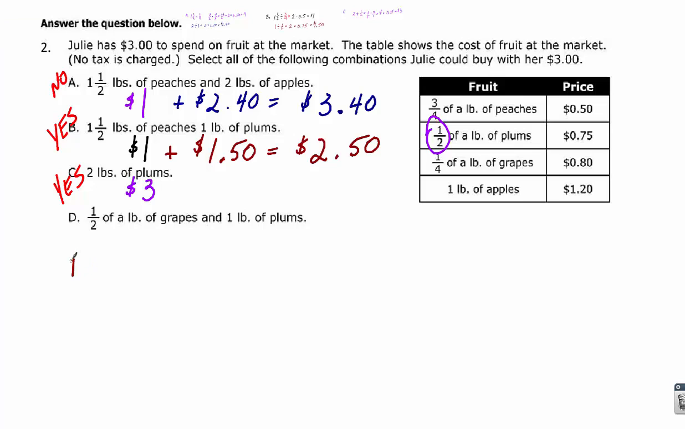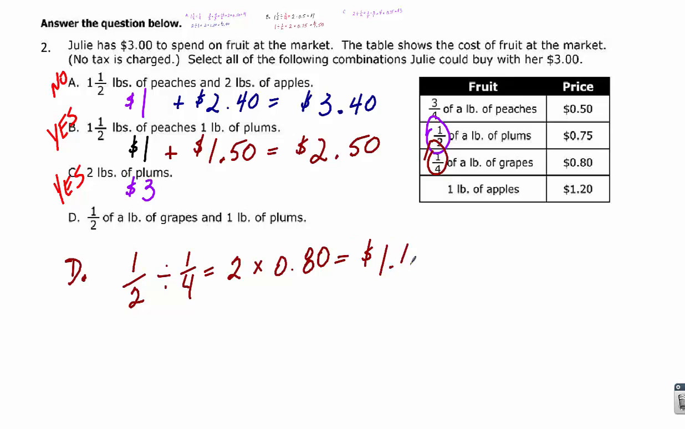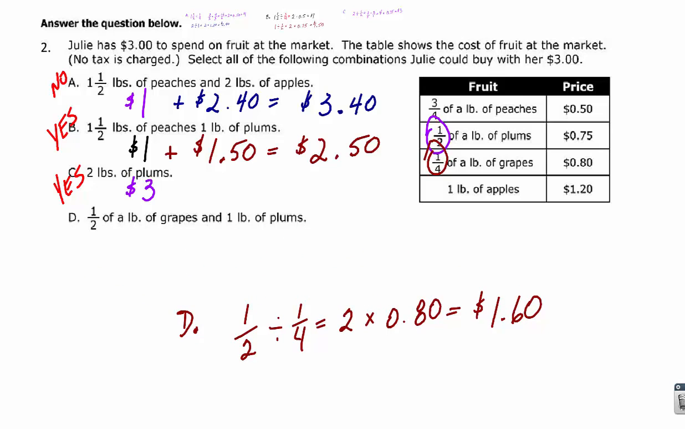We're buying, this is D now, we're buying a half a pound of grapes. So there are the grapes. So the grapes sell by the fourth of a pound. 1/4 goes into 1/2 2 times. 2 times 80 cents equals $1.60. I'm going to move my work out of the way just a little bit so we can write that in.